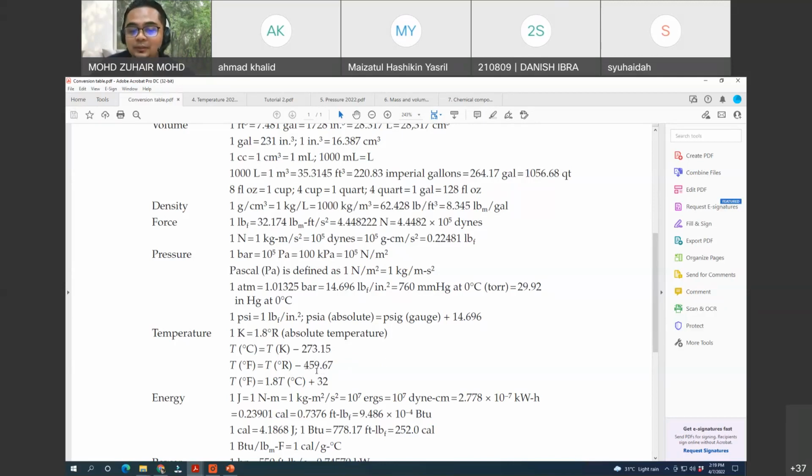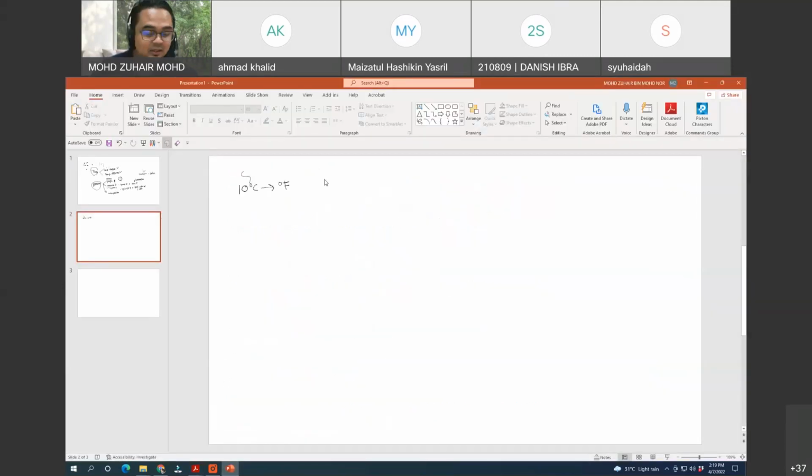Including for the Rankine from Fahrenheit also, 460 is okay. It is acceptable. It's just to round the number. Okay, so these are the formula that you can just follow in order for you to answer the question. Okay, so let's just try the first one first.